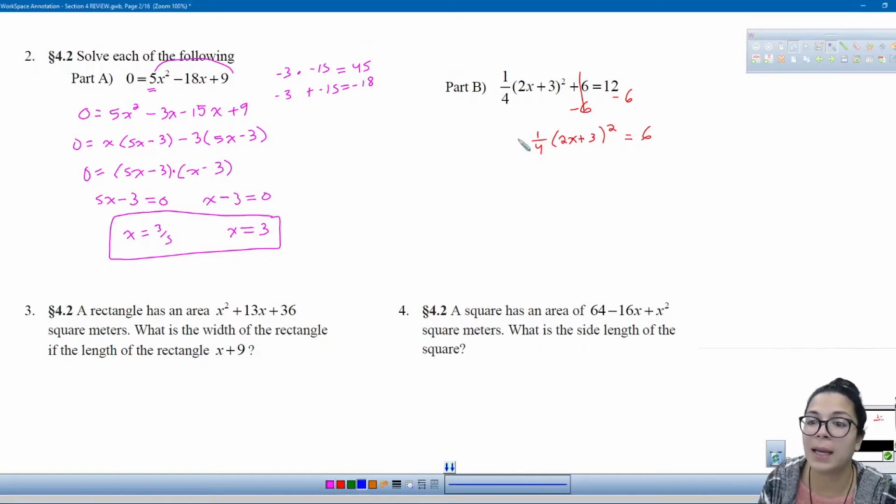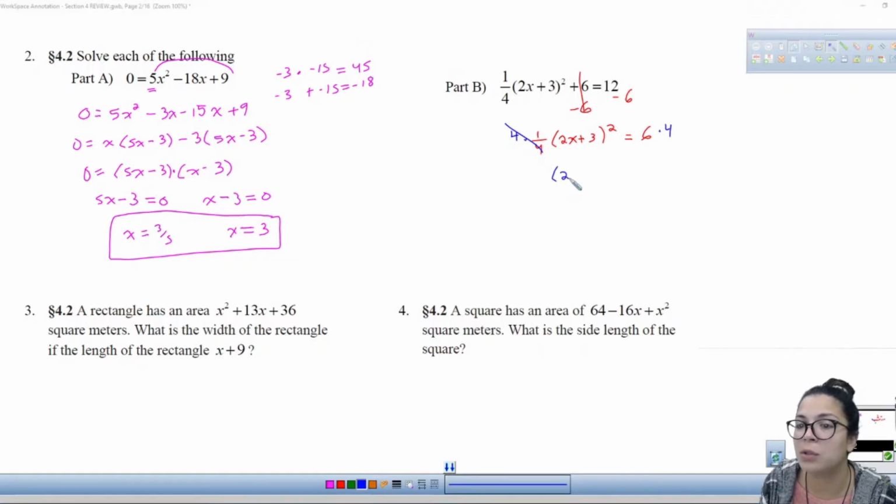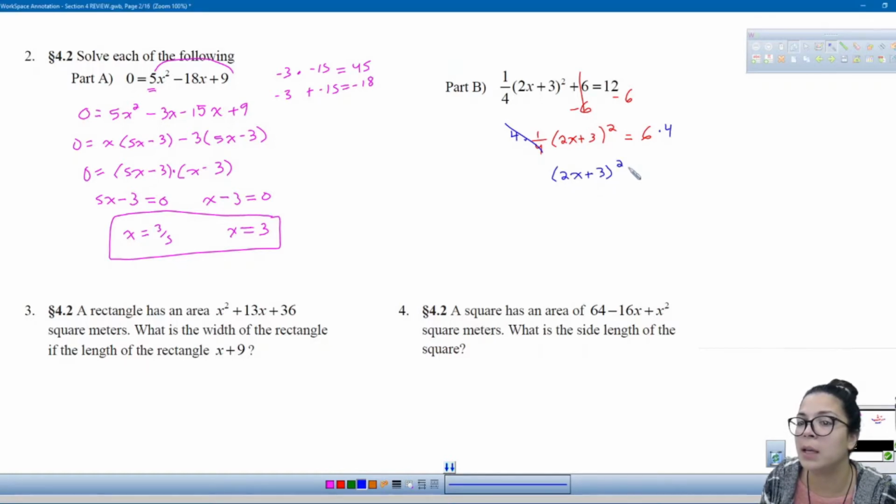Then I can go ahead and multiply 4 to get rid of that coefficient, right? So now I have 2x plus 3 squared equals 24. And then I want to get rid of the squared, okay? So to get rid of the squared, now that this is something squared by itself, I can square root both sides to get rid of that squared.